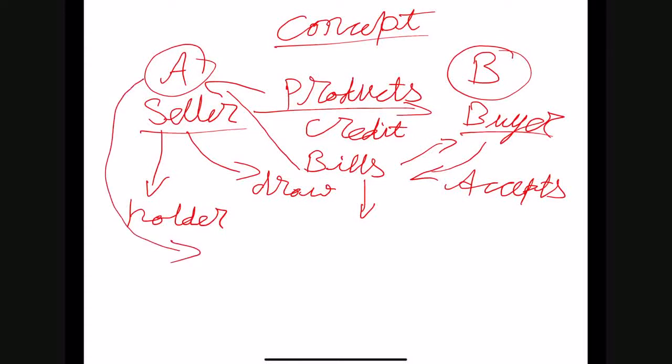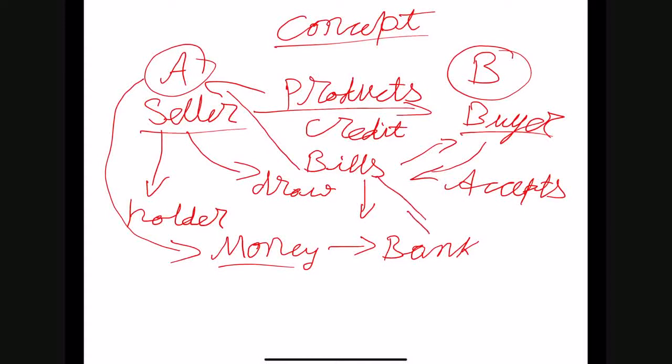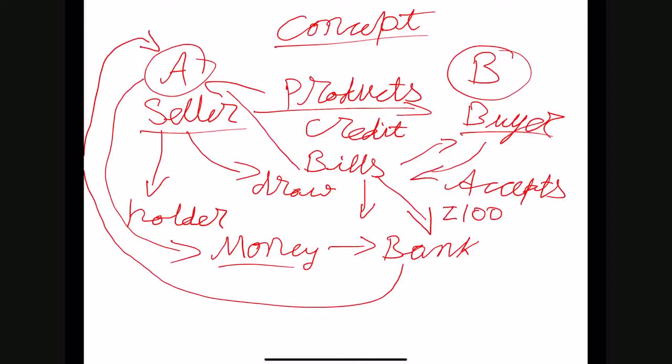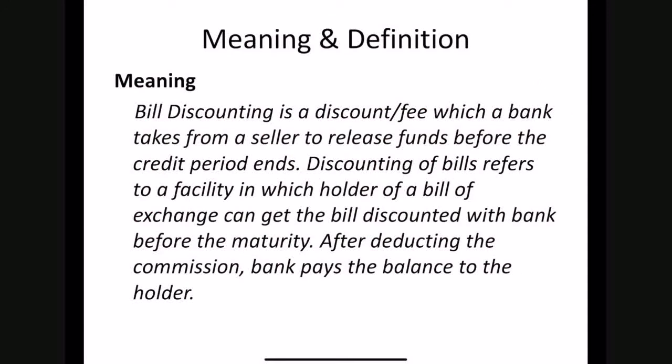And when A requires money, he goes to bank by giving this bills to bank, and the bank will render the money. Suppose if the bill is amounted 100 rupees, the bank will discount some money, for example 10 rupees, and lend the remaining amount 90 rupees to A. This is called bills discounting. I hope you understood. Now let us understand what is bills discounting.